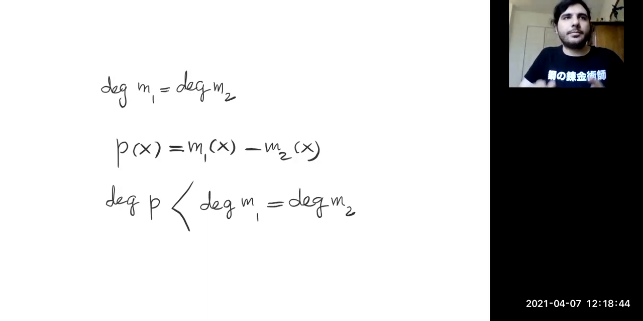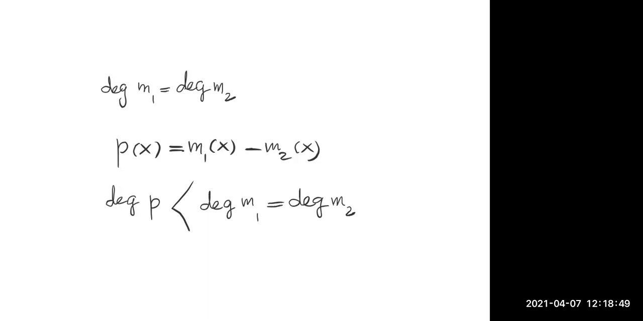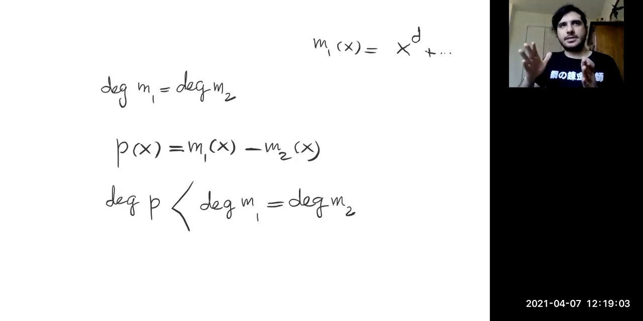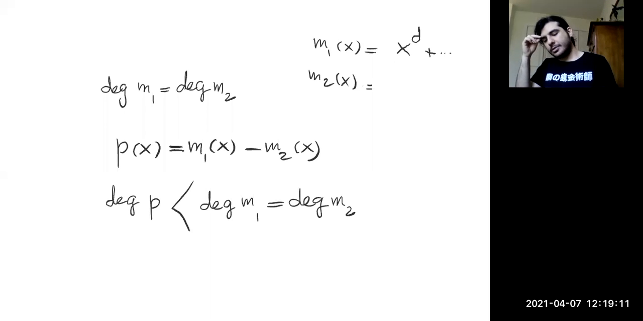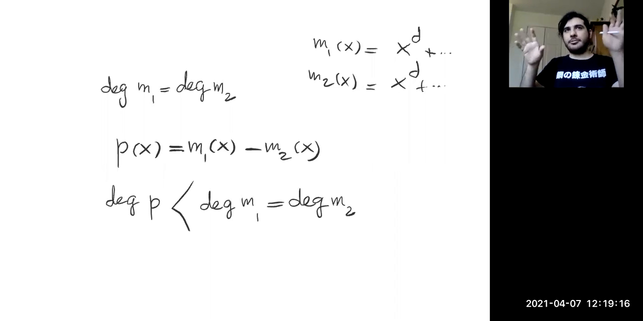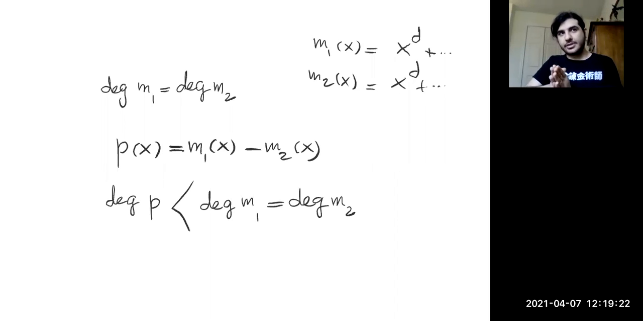Does anyone know why? If I subtract them, the degree would be less. Yeah, because they're monic, so the leading term would cancel out. Exactly. Suppose the degree of m1 is d, it's x to the d plus other things. Remember, in the definition we said we always assume this polynomial is monic. If it's not, you can just divide by the coefficient. And m2(x) has the same degree, so it's x to the d plus other things. If you subtract them, the terms x to the d cancel, so the degree would be strictly less.